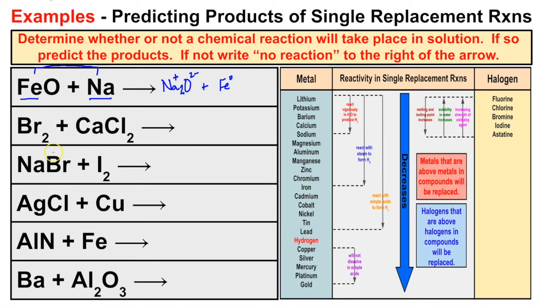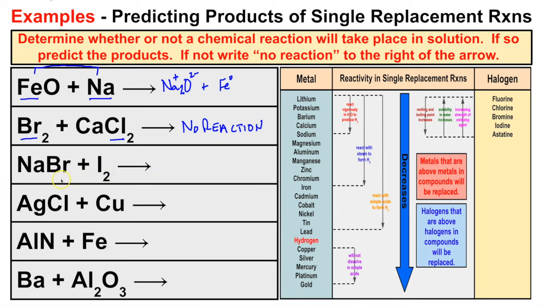Let's take a look at this one. Will a chemical reaction take place? We have bromine here, which is a halogen, so we want to know, is bromine going to replace this halogen? Well, let's take a look. Is bromine above chlorine on our reactivity series? No, it is not. So will a chemical reaction take place right here? No reaction is going to take place in this example.